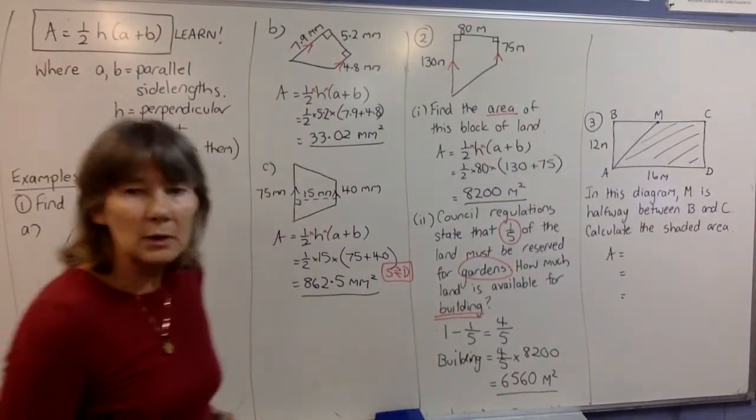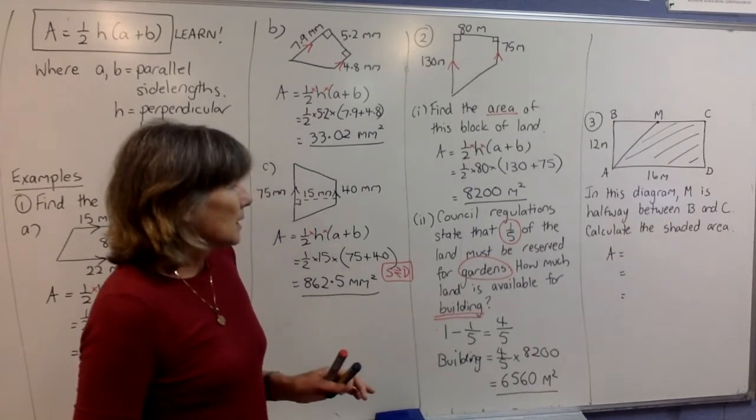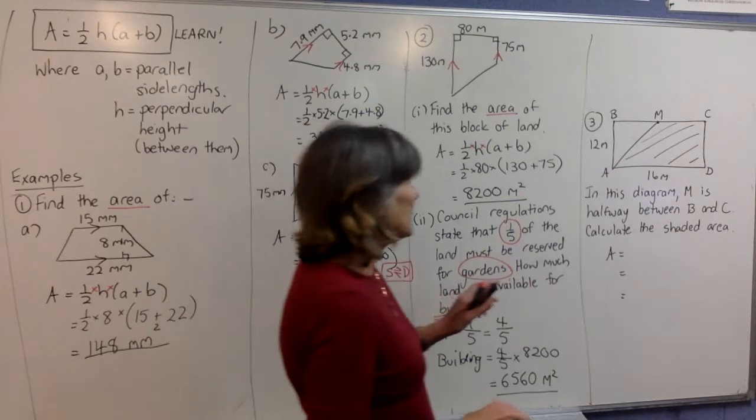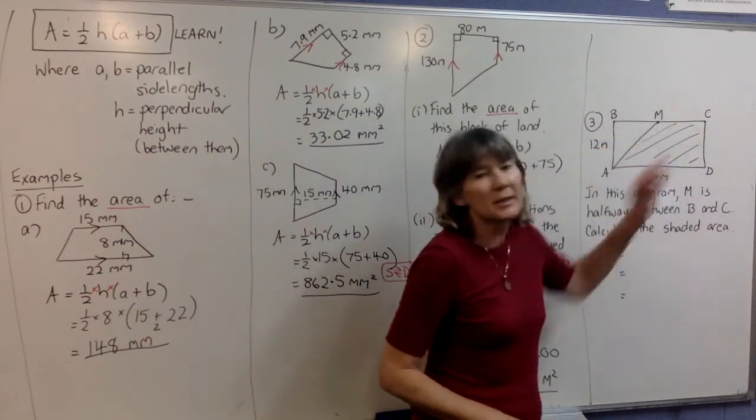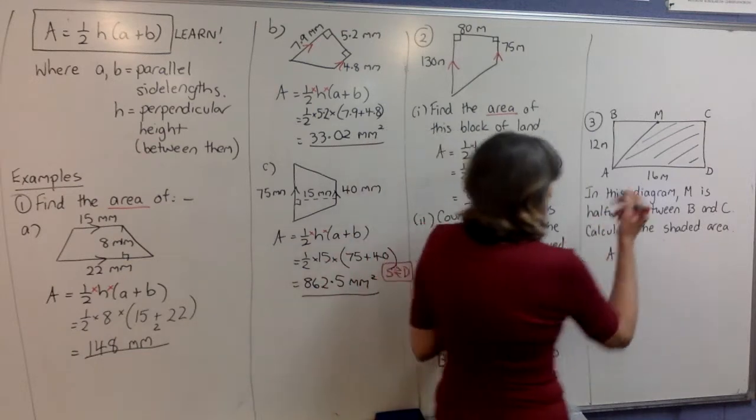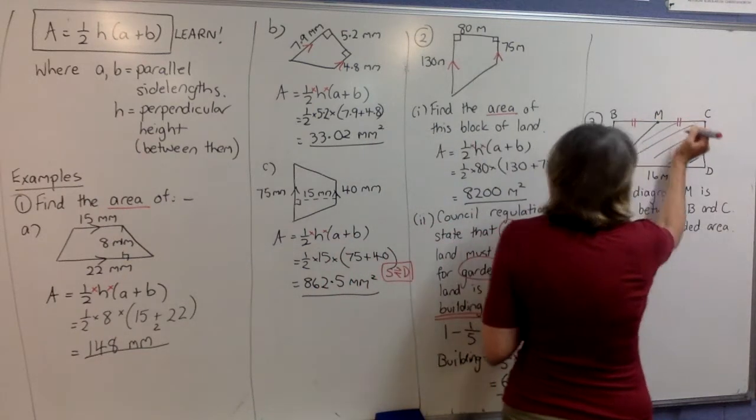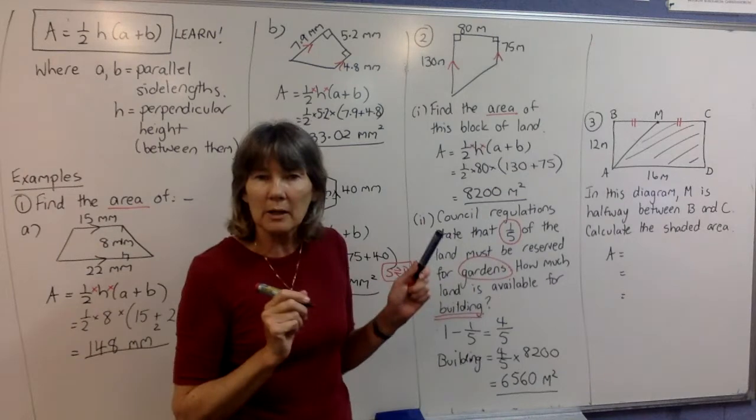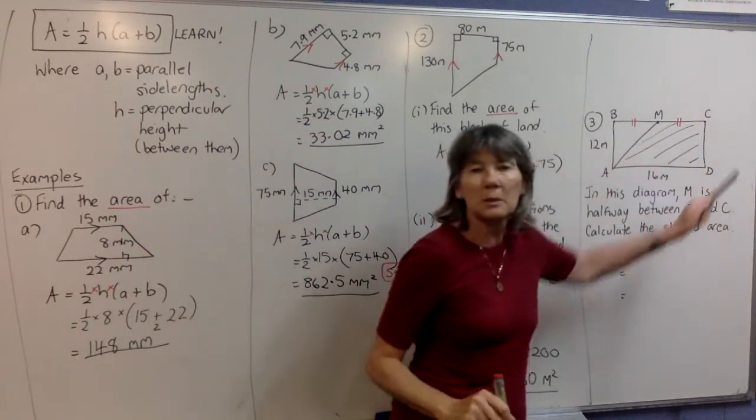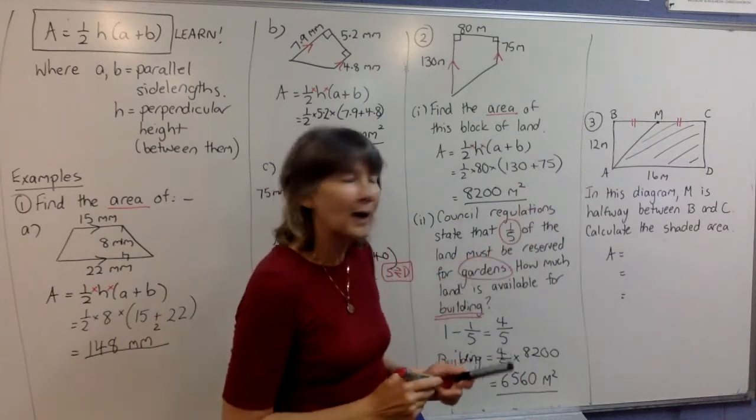Okay, our last question we have over here says, in this diagram, you've got to read everything. M is halfway between B and C. Okay, so that's very important. So get your red pen and just do that, because that means that they're equal markings. That means this piece is equal to this piece, because M is halfway.